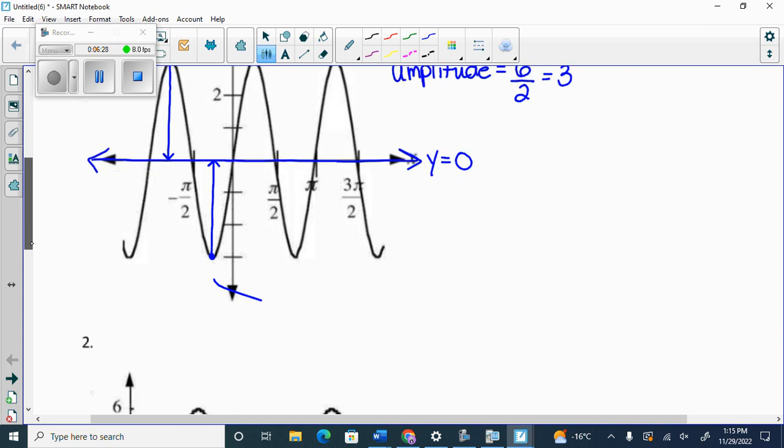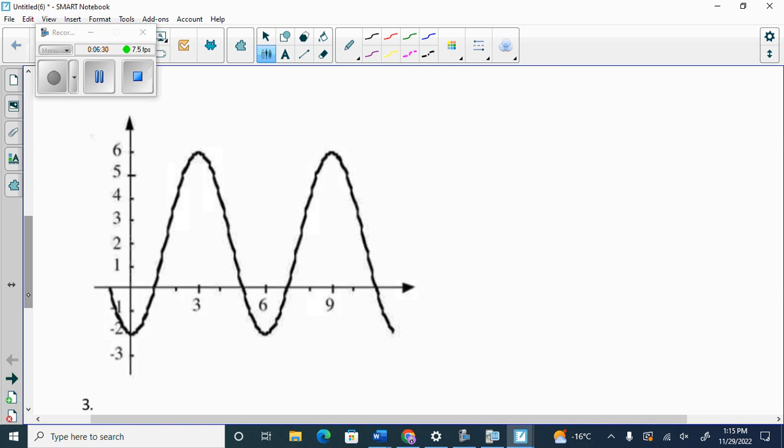Let's look at this one. Is this one going to be the same below as above? No. So my midline is going to be a positive one. It's going to be somewhere above, right? Because there's more above the x-axis than below. So let's try the formula out first.